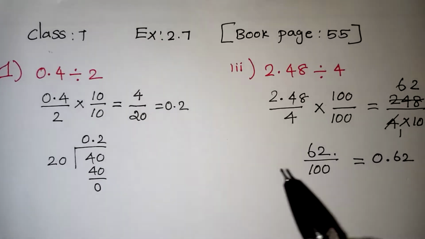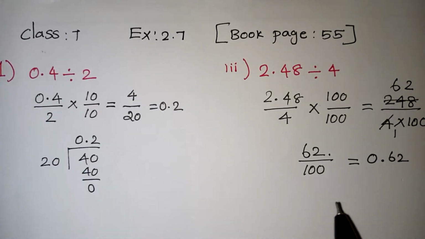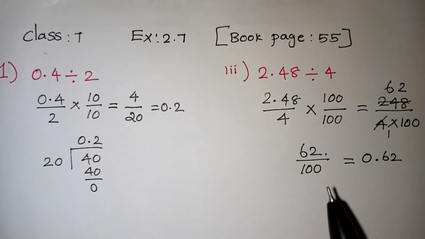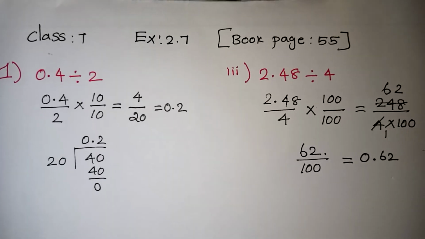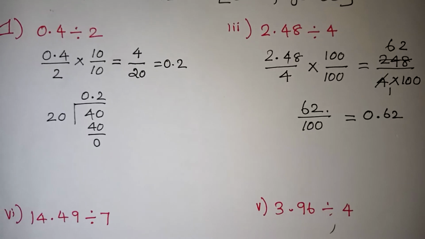While you are multiplying, the dot will move to the right hand side. While we are dividing, the dot will move to the left hand side. That is the basic concept for decimal multiplication and division. We'll move on to one more problem now.